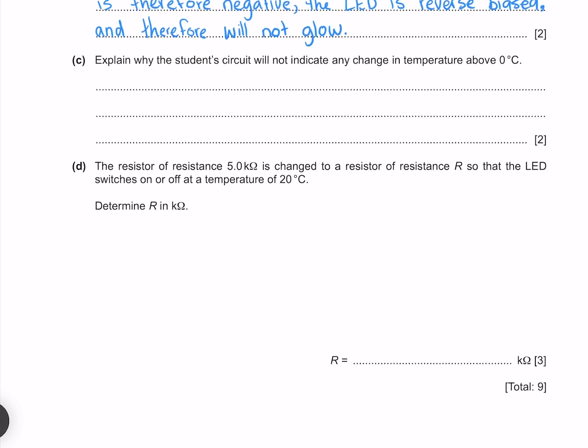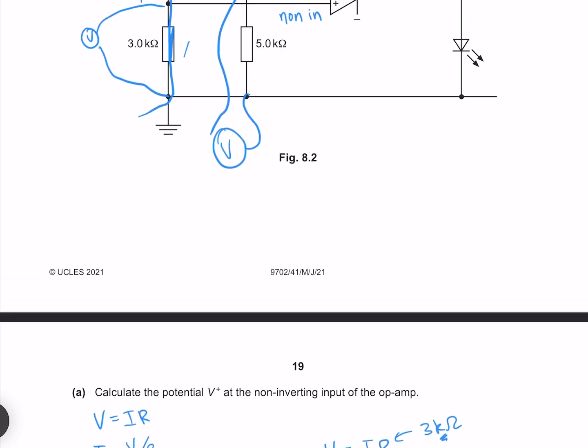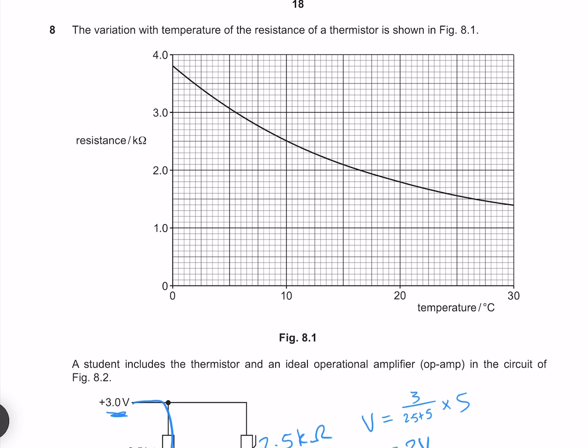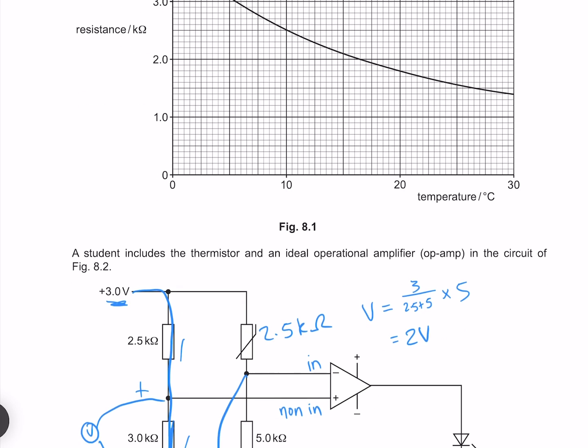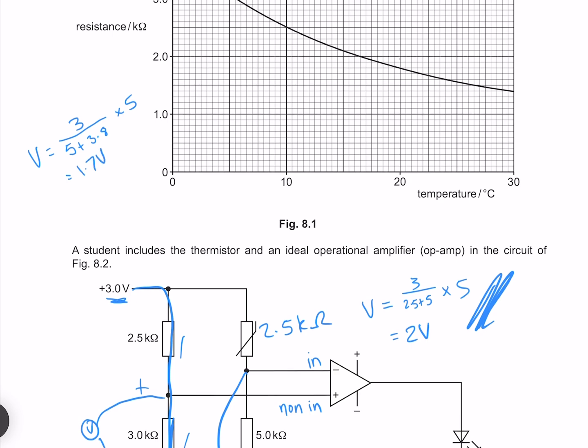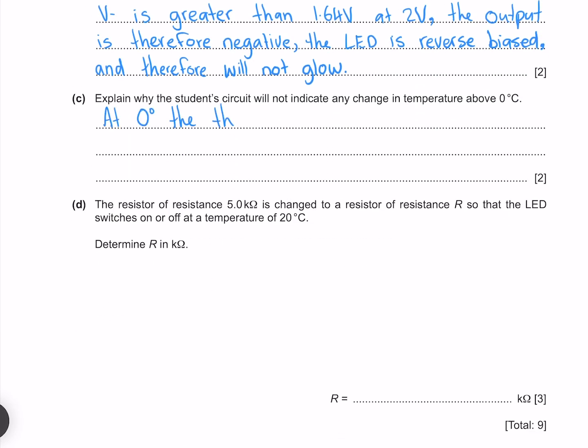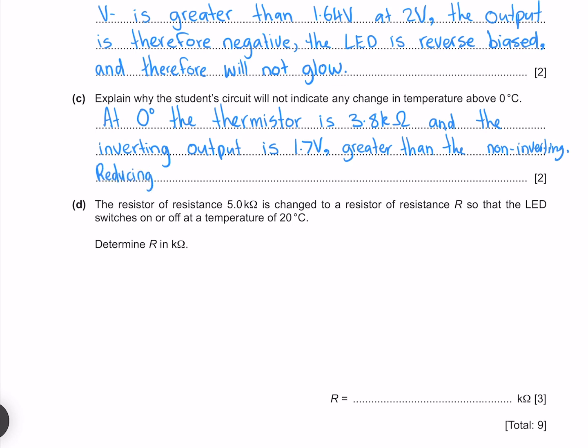Explain why the student circuit will not indicate any change in temperature above 0 degrees Celsius. At 0 degrees Celsius we have a resistance of 3.8 kilo ohms, which if we use this equation here, gives me 1.7 volts. At 0 degrees the thermistor is 3.8 kilo ohms and the inverting input is 1.7 volts, greater than the non-inverting. Reducing the temperature further will increase this voltage and the LED will remain dark.